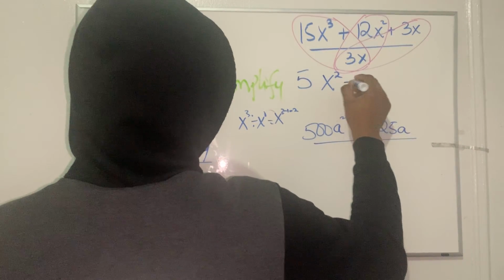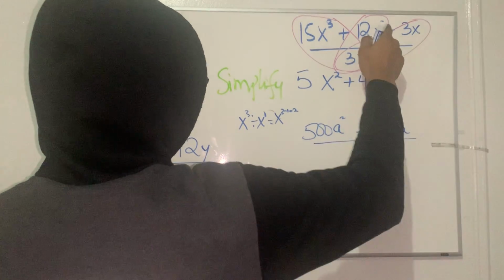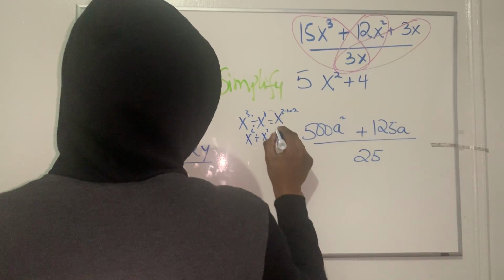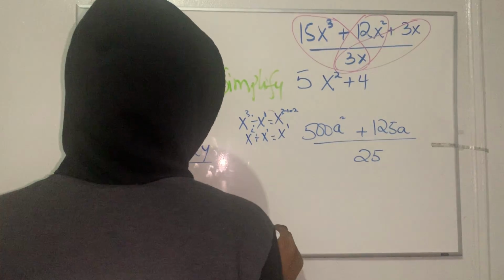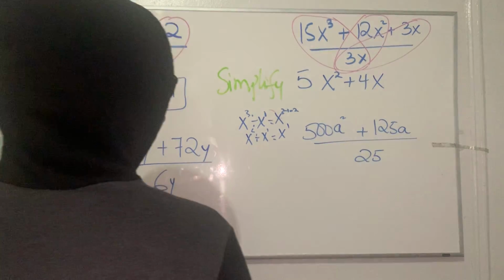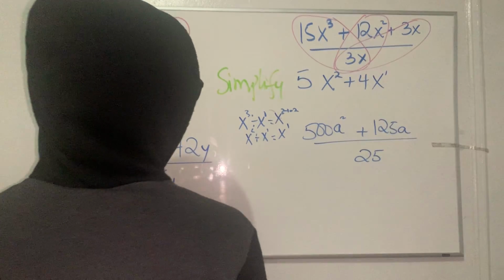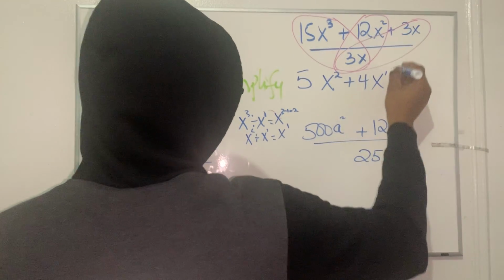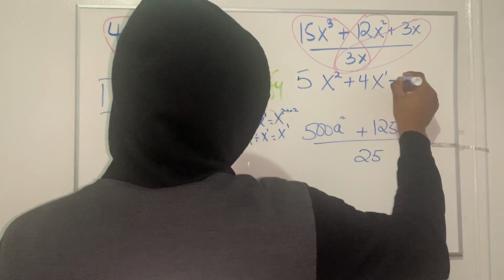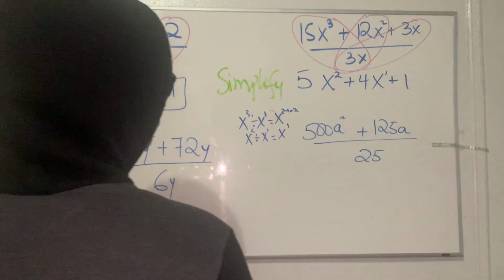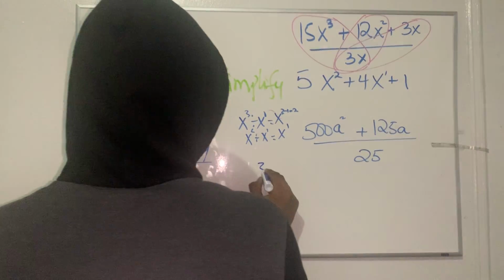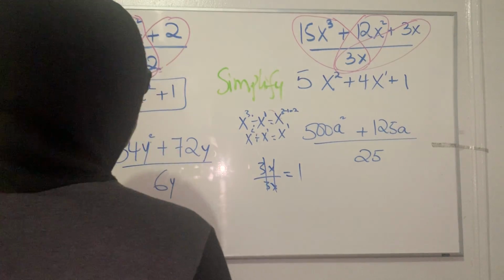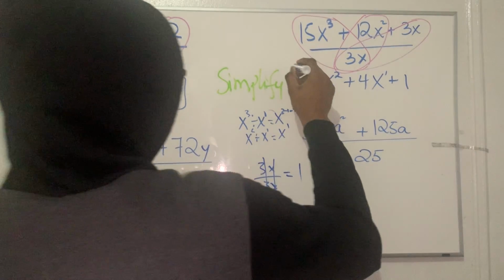Now 12 divided by 3 is 4. x squared divided by x, the same thing. We have an invisible 1. 2 minus 1 is 1. So we have 4x to the power 1 if you want to write it. And then obviously 3x divided by 3x is 1, because 3 divided by 3 is 1 and the x's cancel. So this cancels and this cancels, so it's 1. So this is our final answer.